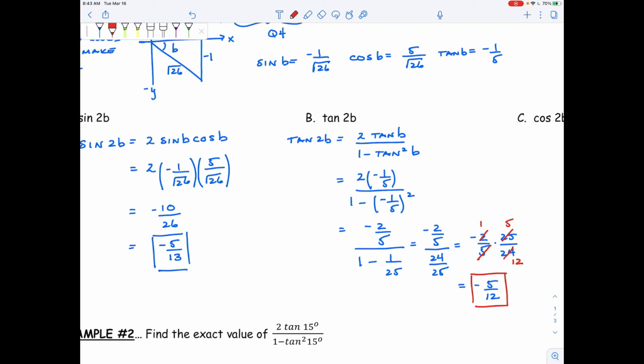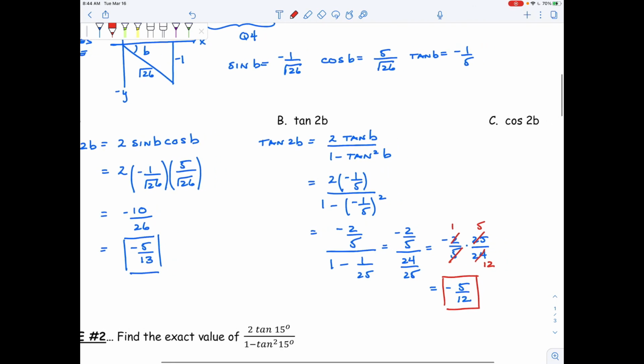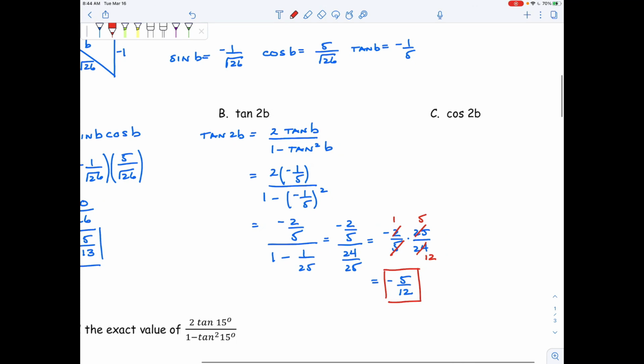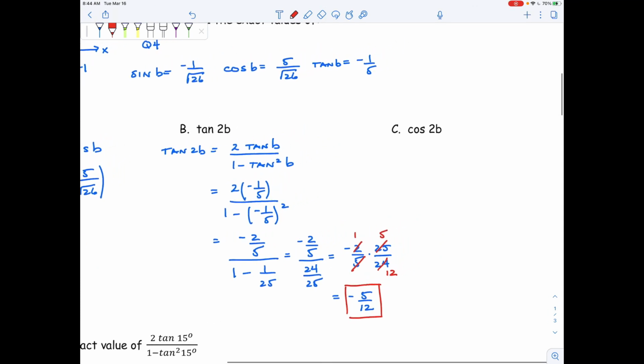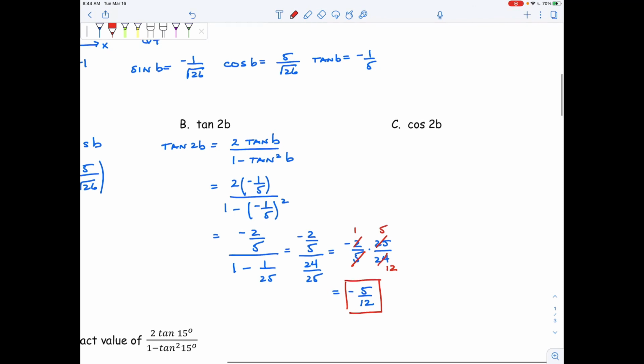for tan 2b. Now for C, for cosine 2b, you actually can choose any of the three formulas to work through this. Just pick one and plug it in, and we all should get the same answers. I typically use the first one, and I'll explain why, but you can choose any of them, so go ahead and try that, pause the video, and then check your answer with mine.